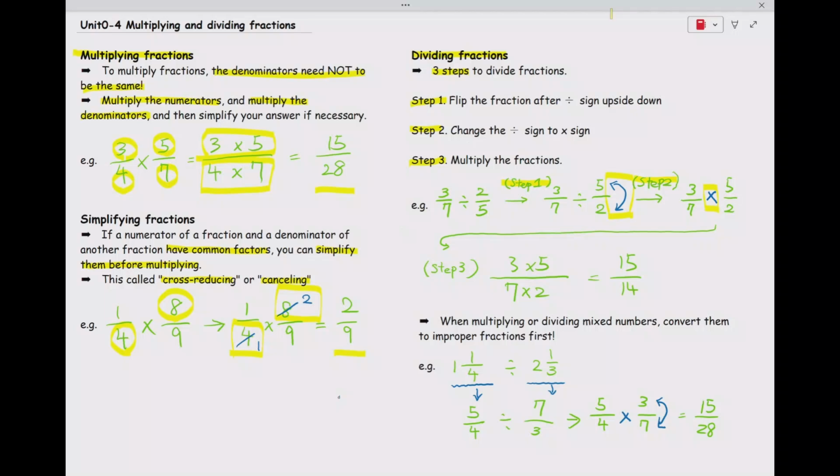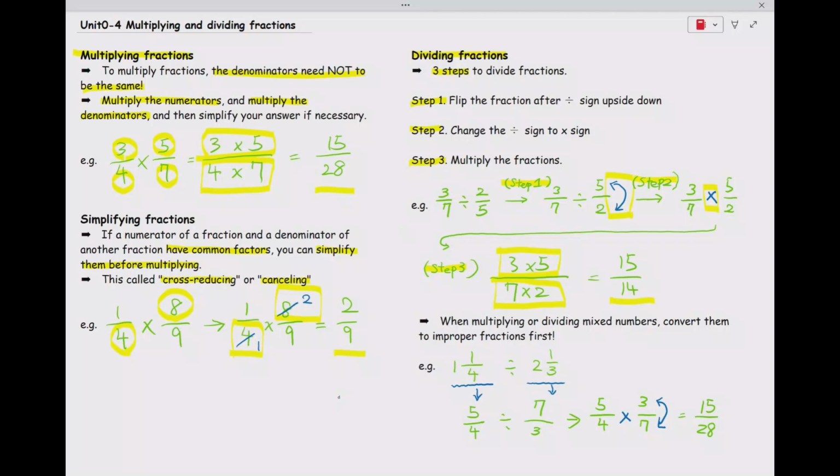Step 3. Just multiply the fractions. So, the numerator would be 3 times 5. And the denominator would be 7 times 2. Then you get 15/14. Since you cannot simplify this any further, this would be your answer.